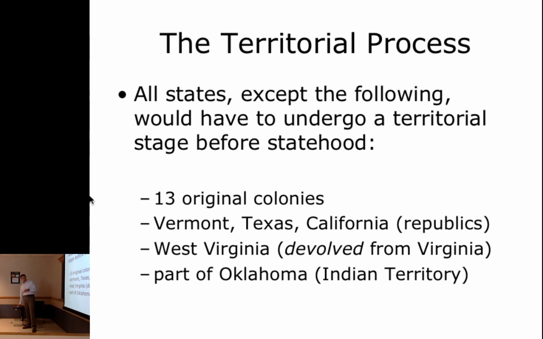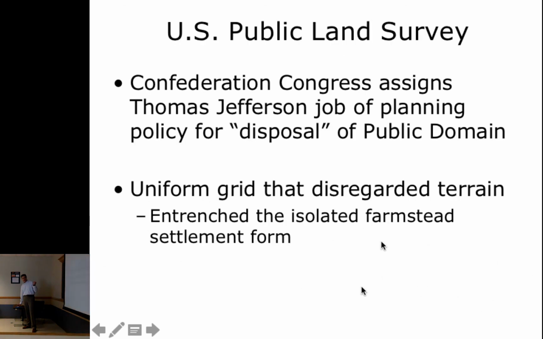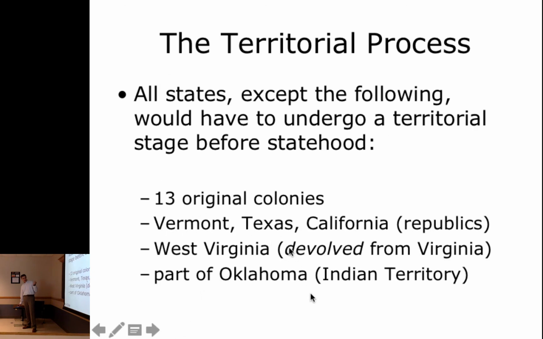Now, if we look at this, we've got the 13 original colonies. They didn't undergo a territorial process like this. And then there was Vermont. It was an independent republic. Texas was annexed, of course, in 1845, having been a province of Mexico, New Spain, and then Mexico, and then overrun by American settlers from the southern states. An independent republic from 1836 to 1845, and then annexed by the United States in 1845.